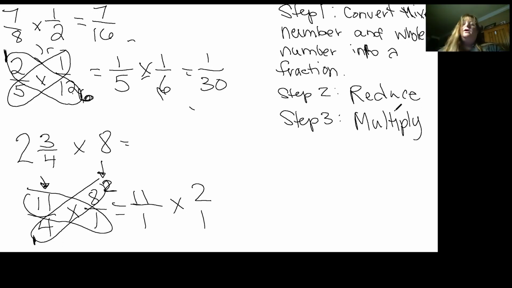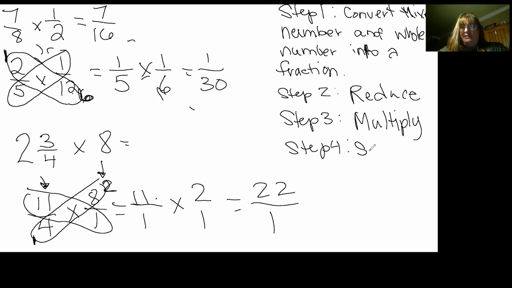We're multiplying across our numerators and across with our denominators. So 11 times 2 equals 22, and 1 times 1 equals 1. Step 4, simplify. That just means rewrite this fraction, for this case, as a whole number. 22 over 1 equals an answer of just 22.